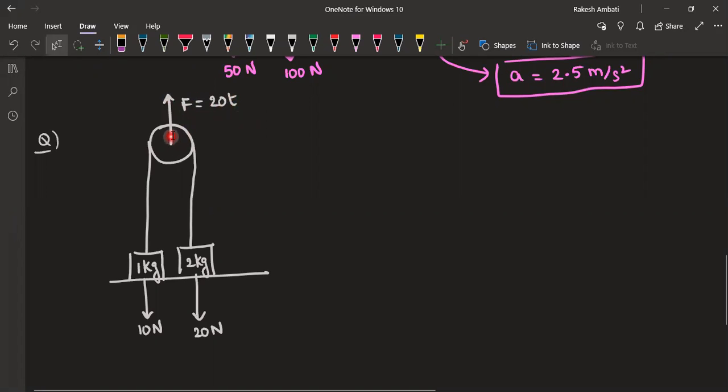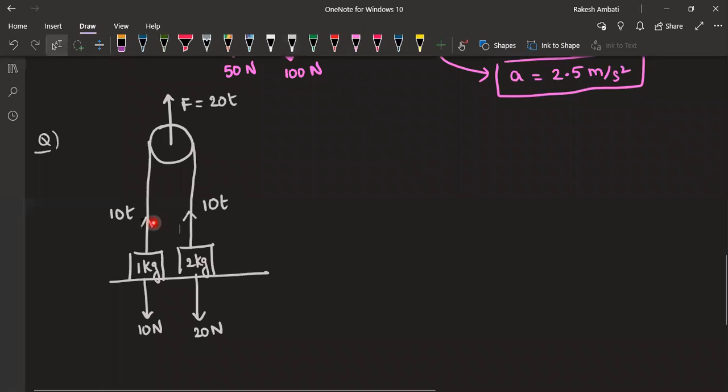Like the same process, we have to apply. If it is 20t, it divides equally. So in this case, the tension force becomes 10t, and in this case also the tension force becomes 10t. With respect to the 1 kg block, the direction of the tension force is away from the block, in the upward direction. The same is the case for the 2 kg block.